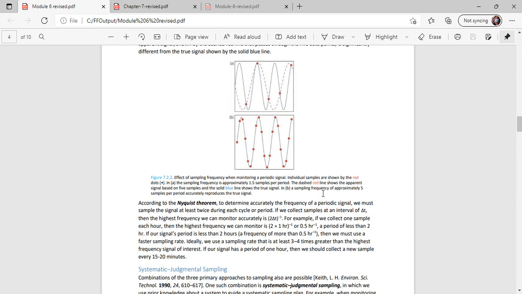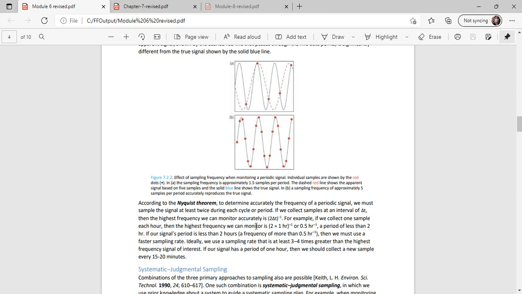Then for B, this is the better illustration: a sampling frequency of the appropriate 5 samples per period accurately produces the true signal. It means you have a definite or constant time to perform. According to the Nyquist theorem, to determine the accuracy of the frequency or period of a signal, we must sample the signal at least twice during each cycle or period.